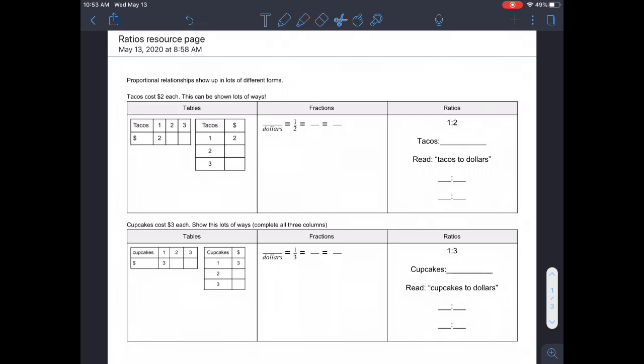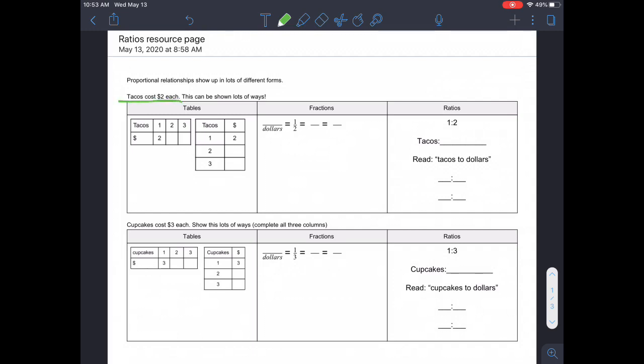All right, it is ratio time. We are going to keep working with ratios. We're going to check out how they look in a number of different ways. We've already done some work with these, but I want to keep going and make sure this is something that's really strong and that we really understand. So we're going to start out with this first problem.